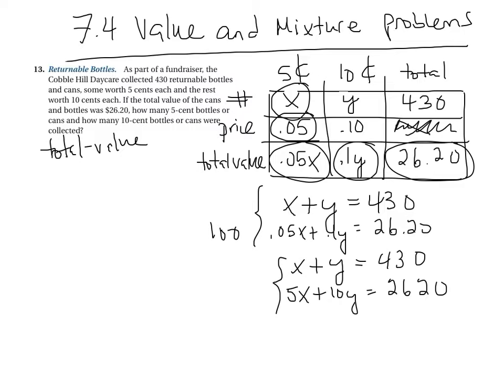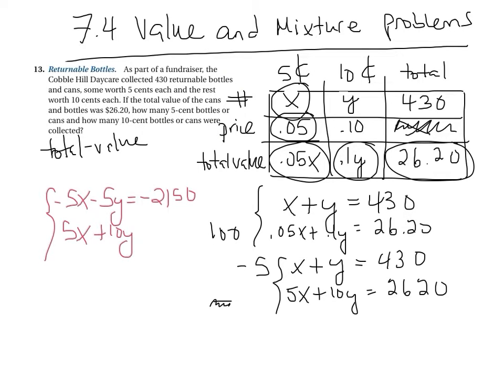Now we'll use the method of elimination. Let's multiply the top equation by -5, and let's go over to the left here to do that. So -5x minus 5y equals negative 2,150. Does that seem right to you? I think it's right. Bottom equation we'll leave alone. 5x plus 10y equals 2,620. And if we add, we see the x's have been eliminated.